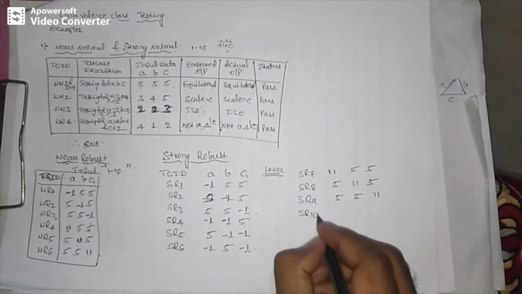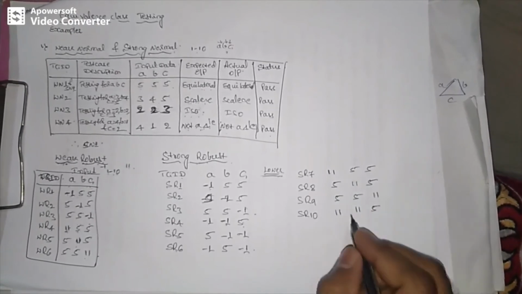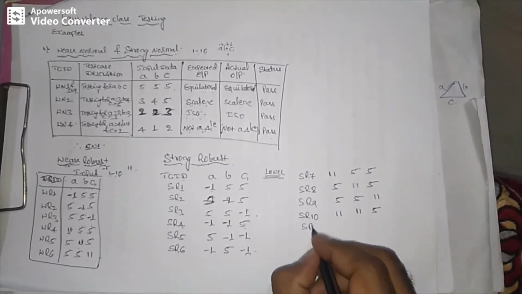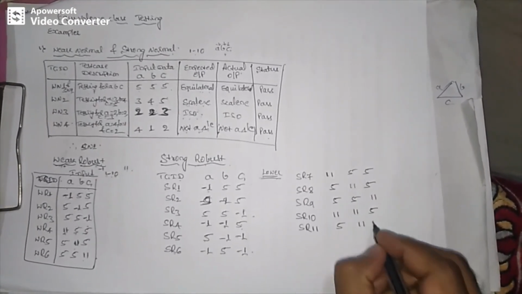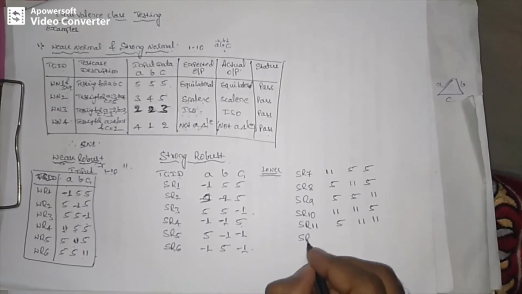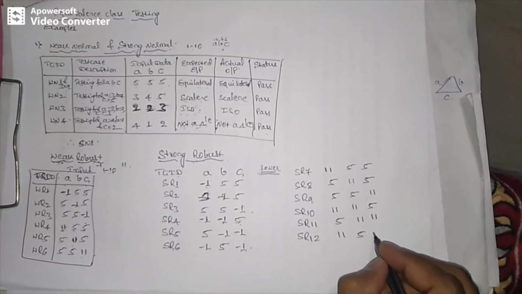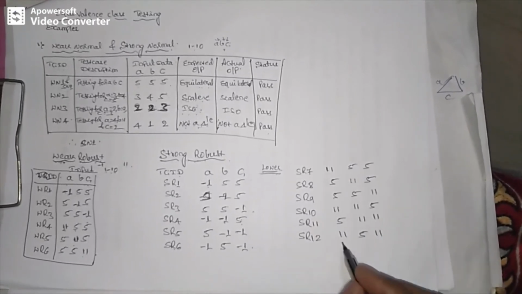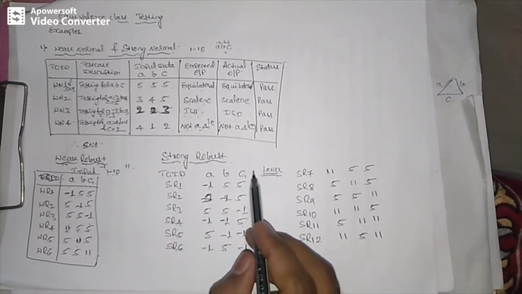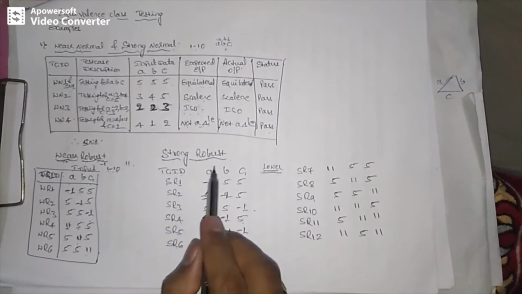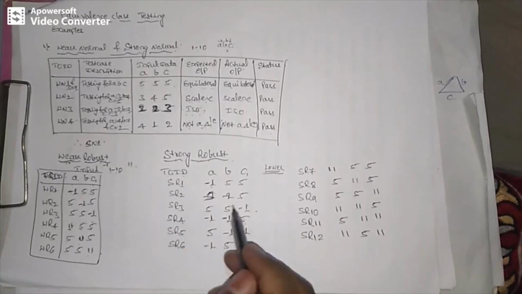Then similarly I need to cover multiple fault assumption: two inputs will be invalid and the other input nominal. SR10, SR11. Next time this will be 5 and these two will be invalid. Next SR12: this will be invalid, this will be valid and this will be invalid. Now this is how we are going to write the test cases for strong robust. Either you mention only the lower corner, or if you have covered it, you can write it here. Only for lower corner test cases we have written here.